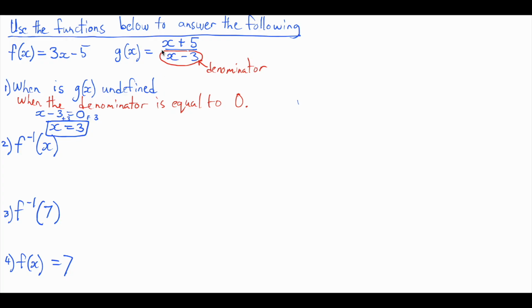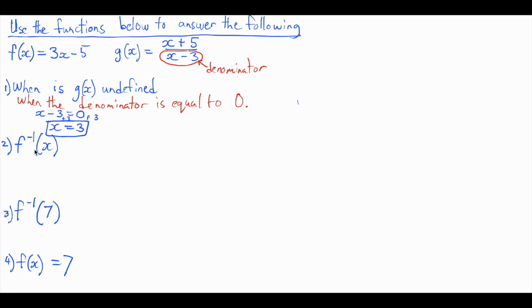In other words, if x was equal to 3 and we put 3 here, 3 minus 3 is 0. Once you divide any number by 0, you're going to get undefined. So 3 plus 5 is 8, and 3 take away 3 is 0. So 8 divided by 0 would give you undefined. So it's when x is equal to 3.